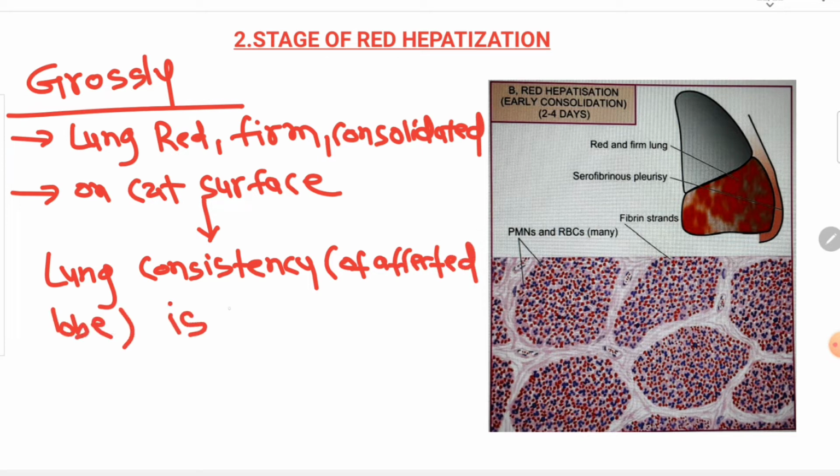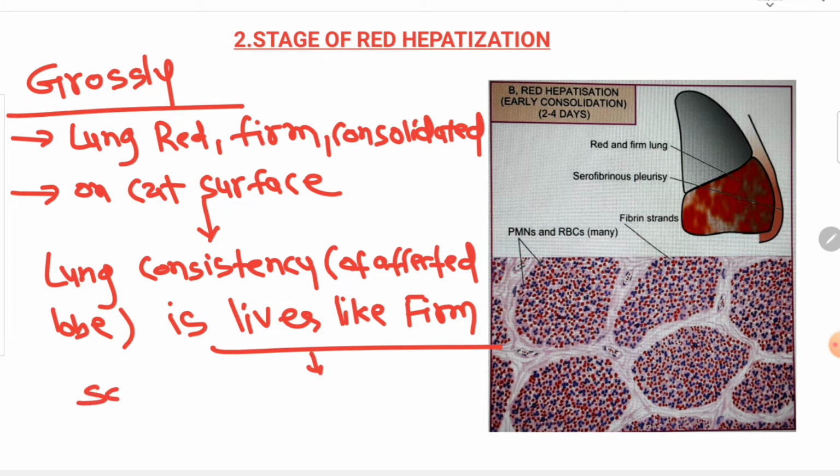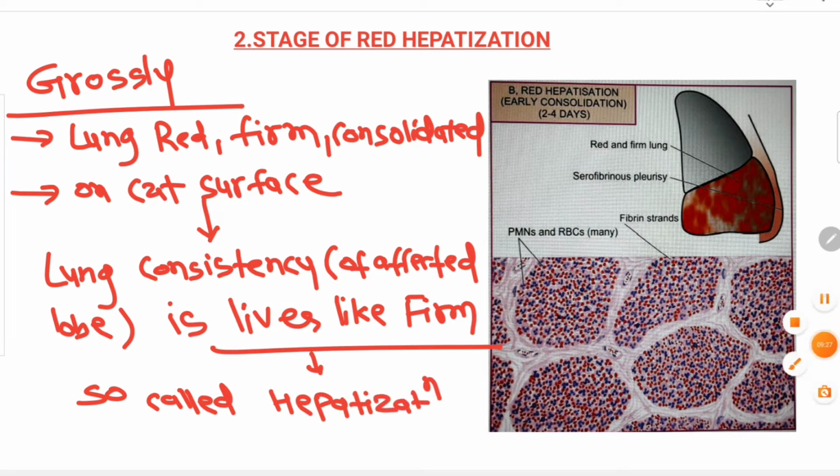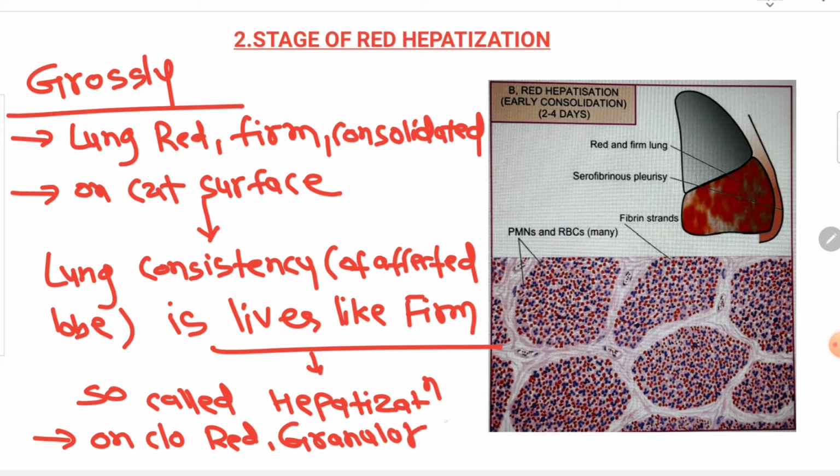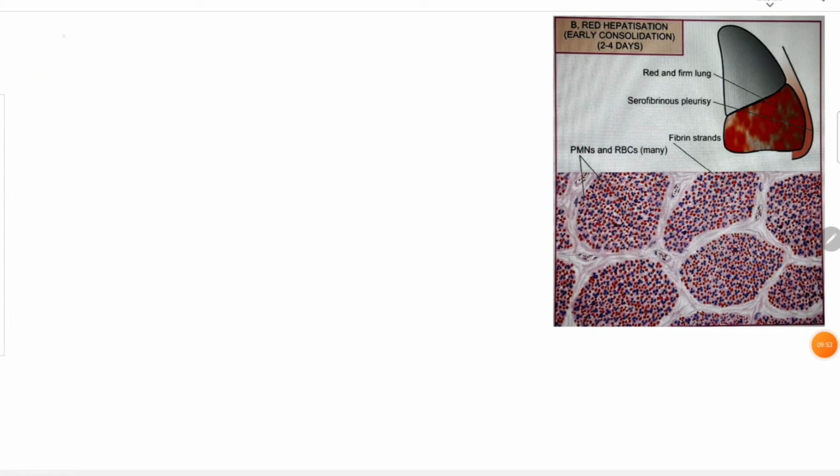Red means congestion and hepatization means firm. So the lung consistency of the affected lobe is liver-like firm. That's why the name hepatization is given. And the firmness in the lung is due to filling of the alveoli by lots of exudates and red blood cells. And on cut open, the lung is red, granular and firm. It looks like a liver. Consistency is very firm. And serofibrinous pleurisy is also observed. And this particular stage lasts for 2 to 4 days.